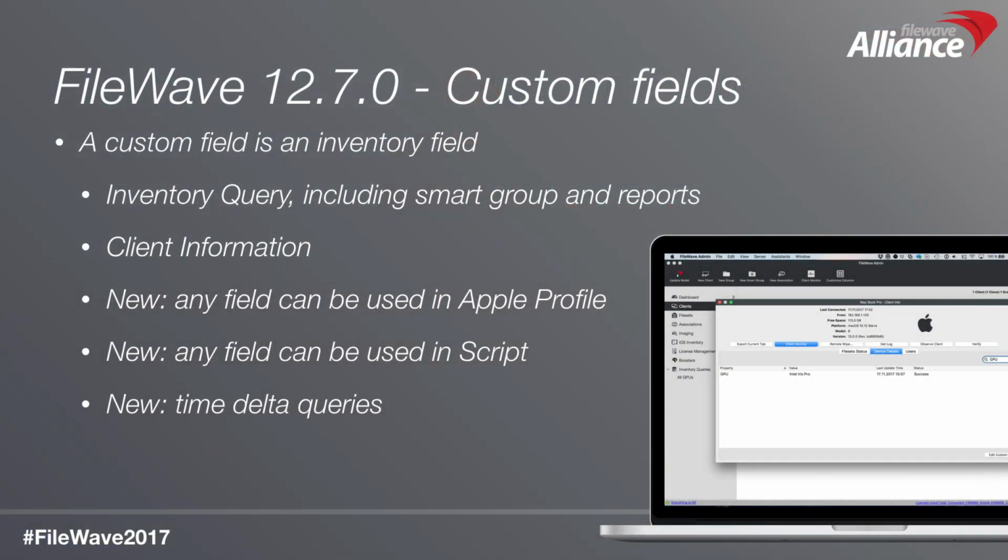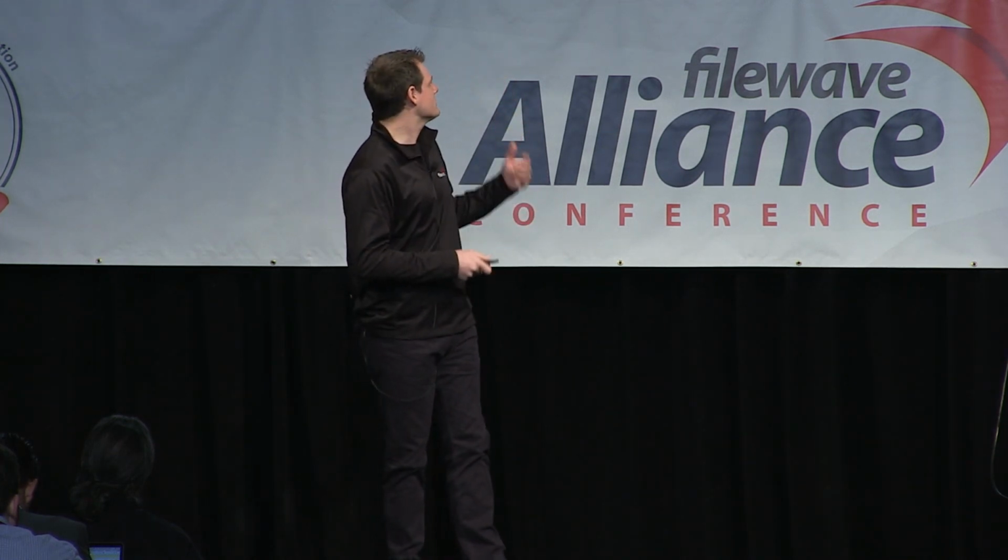Now you will ask, what can I do with these custom fields? The same thing as any other inventory field. So you can use them in inventory queries, in inventory reports, in smart groups based on custom fields. So now you can really finally define how you do your deployment thanks to custom fields and inventory queries. You will see them in client information. So here I have my GPU custom fields showing there directly.